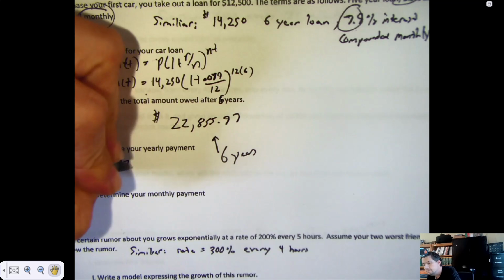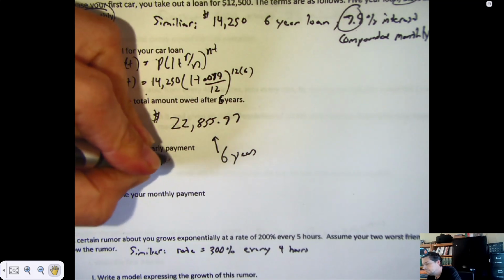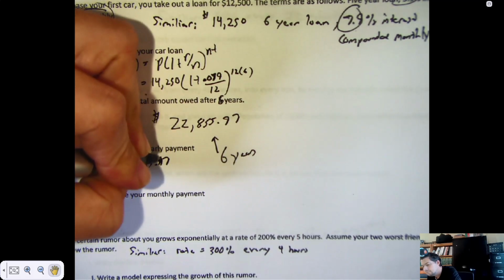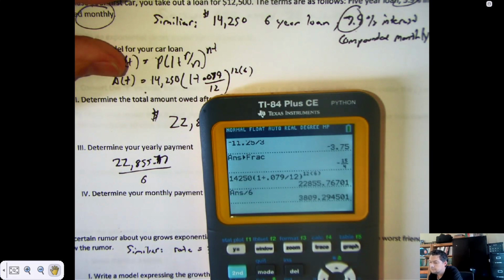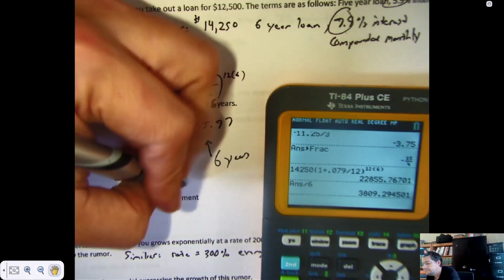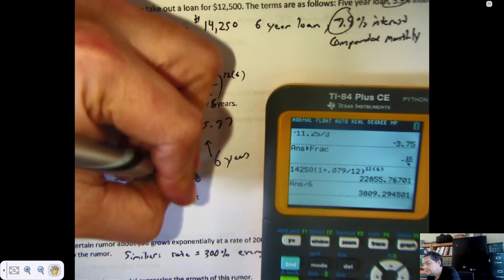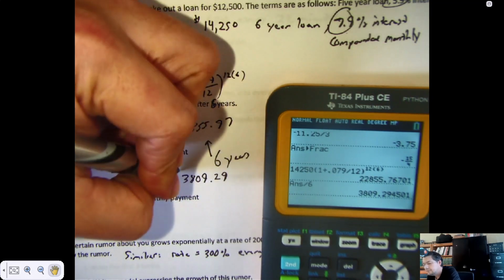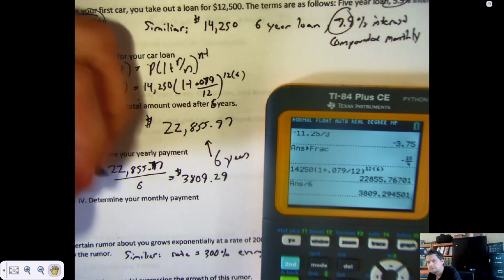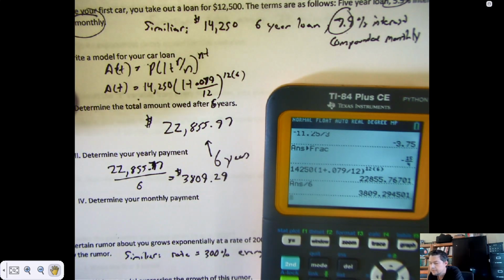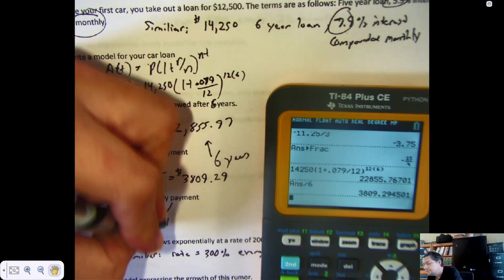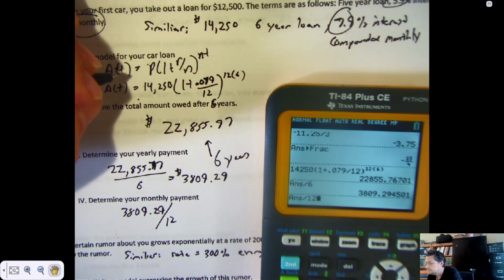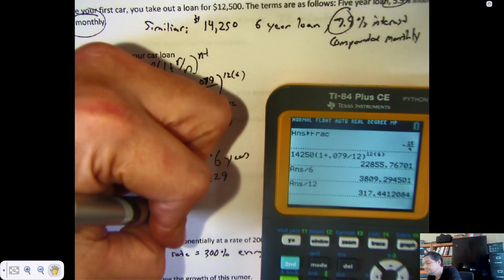So take your total and divide it by 6. That's what you pay back every year. $3,809.29. Determine your monthly payment. Well, the last I checked, there were 12 months in a year. So take that quantity and divide it by 12. And there's your monthly payment.